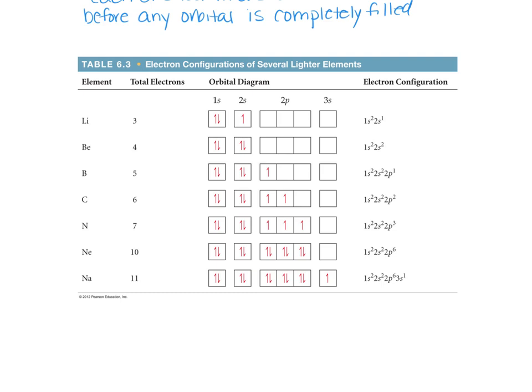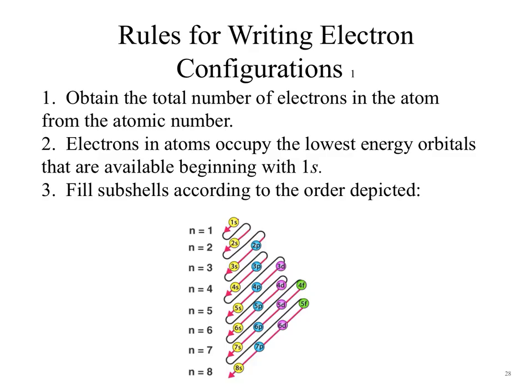So let's talk about the process for drawing electron configurations. The first thing you're going to do is obtain the total number of electrons in an atom from the atomic number, right? And I want to remind you that's on the periodic table. And then the electrons in the atoms occupy the lowest energy orbitals that are available, beginning with 1s, and you fill the subshells according to their lower energy.